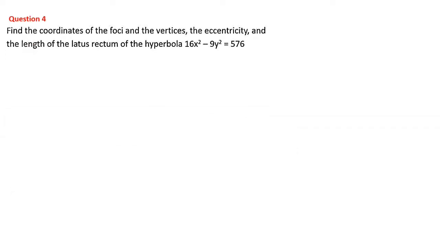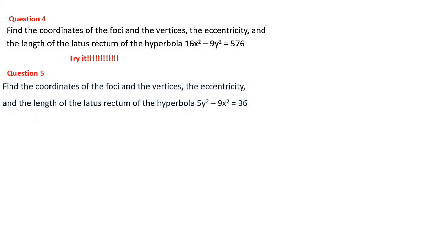Now the fourth question. Find the coordinates of the foci and the vertices, the eccentricity and the length of the latus rectum of the hyperbola 16x squared minus 9y squared equals 576. This is just similar to the previous question. Try it as homework. We shall discuss question number 5. Find the coordinates of the foci, the vertices, the eccentricity, the length of the latus rectum of the hyperbola 5y squared minus 9x squared equals 36.